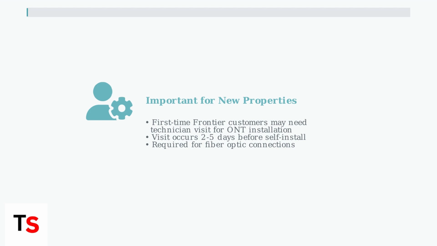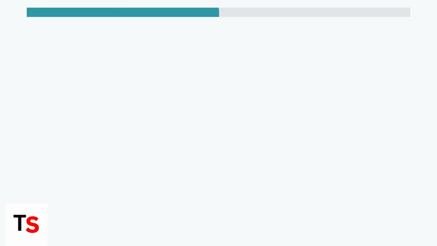Self-installation is a cost-effective way to get your Frontier internet service up and running. With the right equipment and the My Frontier app guidance, most customers can successfully complete the installation process themselves. Now we'll walk through the step-by-step installation and activation process for both FiOS and DSL services.